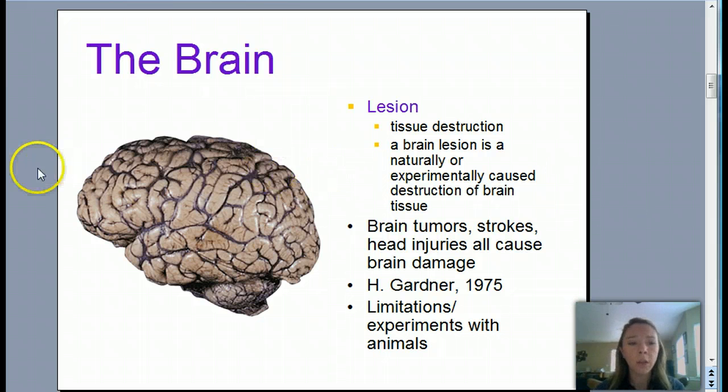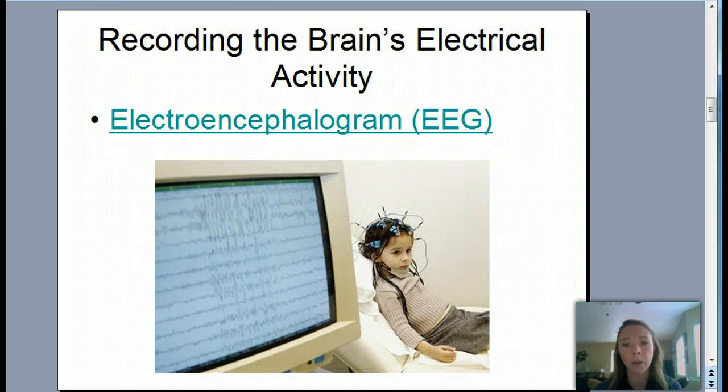Okay, so now let's talk about how we look at what's inside the brain. We're going to talk about 2 different things. One, looking at waves that occur within the brain with looking at electroencephalograms, so EEGs, and then how we image the parts of the brain. All right, so the first one we're going to talk about is EEGs.